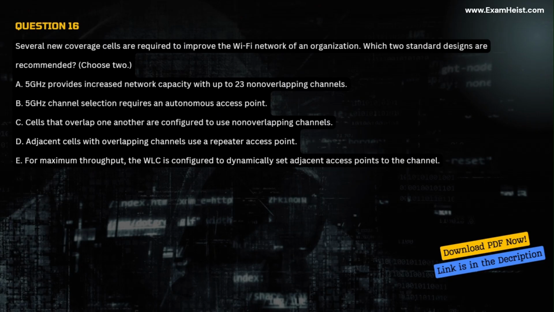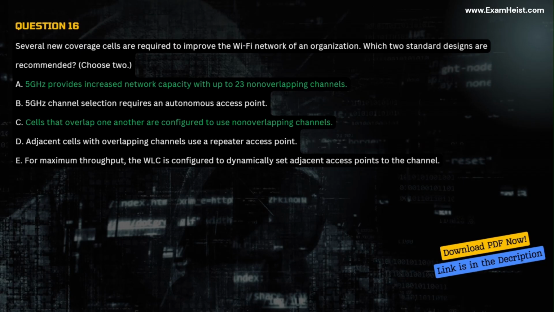Question 16. Several new coverage cells are required to improve the Wi-Fi network of an organization. Which two standard designs are recommended? Choose two. A. 5 GHz provides increased network capacity with up to 23 non-overlapping channels. B. 5 GHz channel selection requires an autonomous access point. C. Cells that overlap one another are configured to use non-overlapping channels. D. Adjacent cells with overlapping channels use a repeater access point. E. For maximum throughput, the WLC is configured to dynamically set adjacent access points to the channel. Correct answer A and C. 5 GHz provides increased network capacity with up to 23 non-overlapping channels.